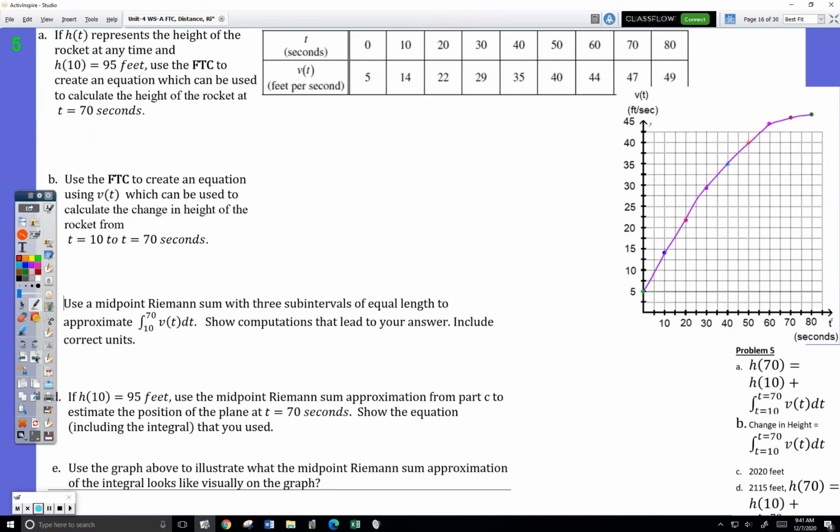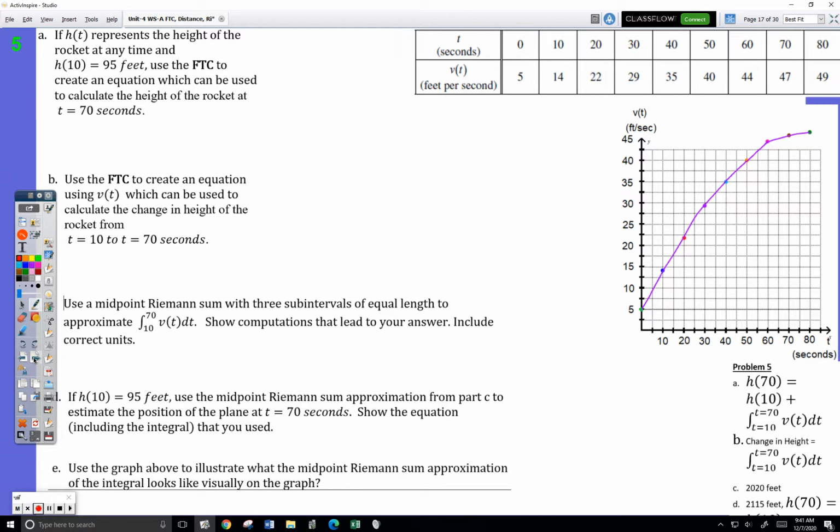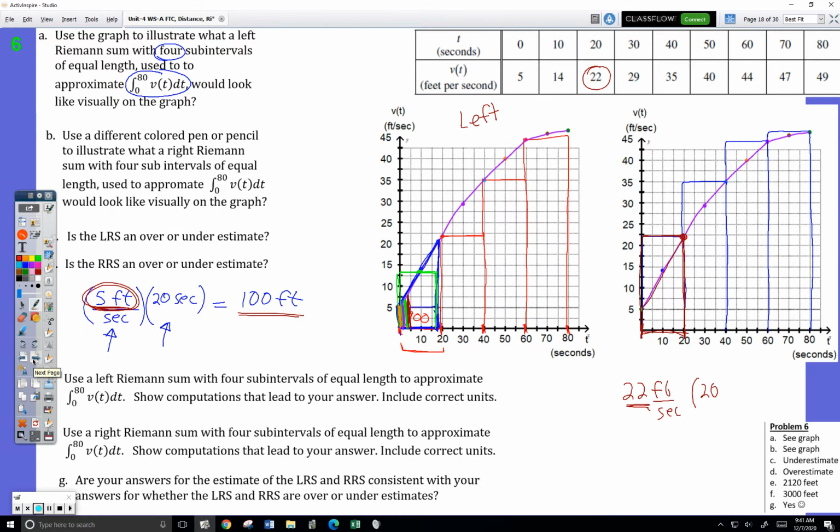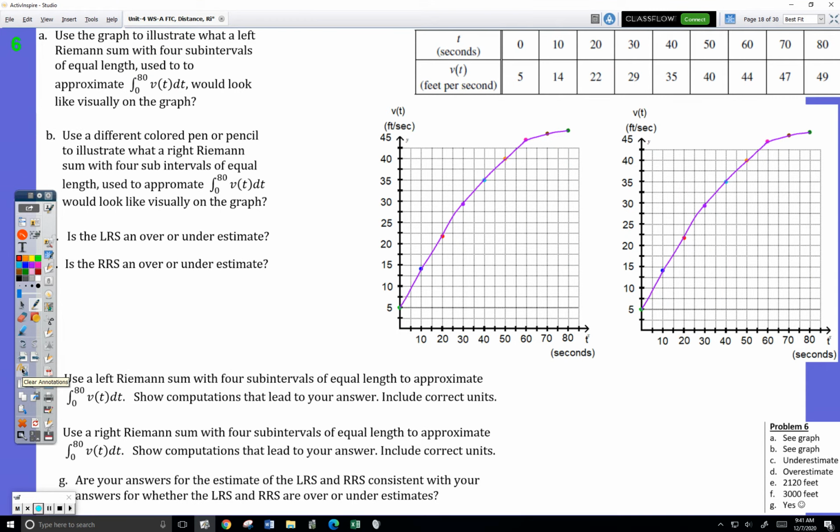Go to page 5. Page 5 does not have any new ideas, so we're going to skip that. Let you do that at home. Six. Six also not really too much new. We're going to skip that for now. So go to 7.